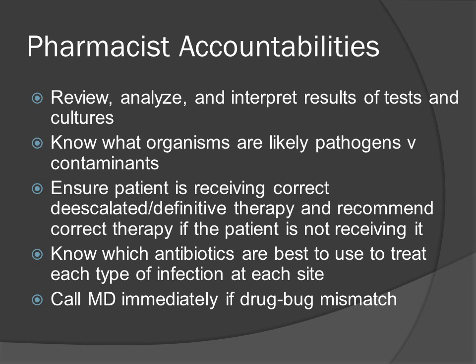So what's the expectation of pharmacists when it comes to culture interpretation and looking at different tests to try to identify what the different pathogens are and whether or not a patient's on appropriate therapy? Pharmacists need to be reviewing, analyzing, and interpreting the results of tests and cultures. If you don't know how to interpret it, or if you want to find out if you're interpreting it correctly, you need to seek out help. You need to ask other folks who have a little more experience. You need to know what organisms are likely pathogens versus contaminants. You need to ensure that the patient is receiving the correct de-escalated or definitive therapy and recommend correct therapy if the patient's not receiving it.